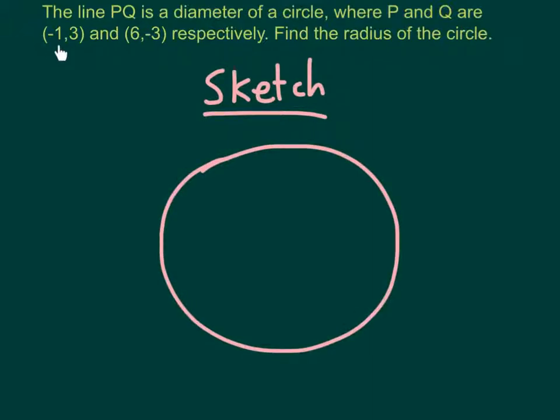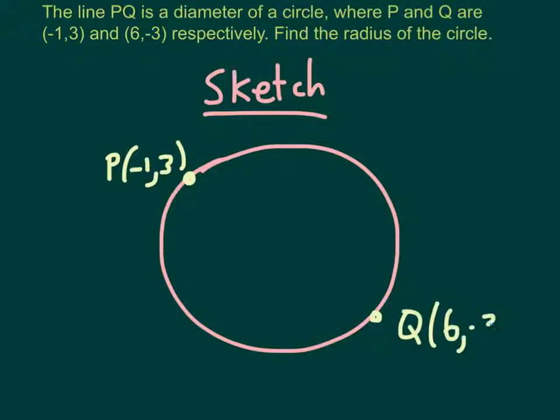If we do a sketch quickly and compare the x coordinates, we know P is on the left and Q is going to be on the right. Compare the y's: P is going to be up here somewhere, Q is going to be down there, and then just randomly sketch them in. We want them opposite each other in the circle because it's a diameter, so the sketch represents what the question is saying. So P is there, (-1, 3), and Q will be there, (6, -3).